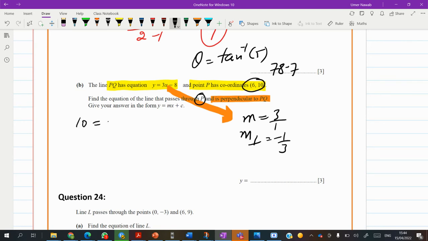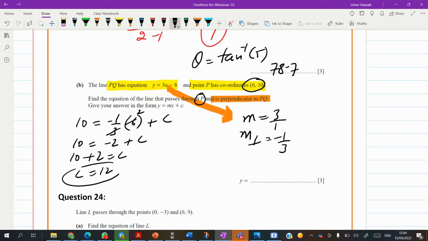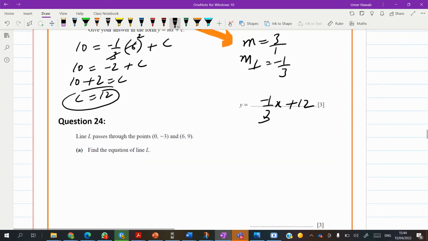So 10 is equal to negative 1 over 3, x is 6, plus C. So 10 is equal to 3 cancel 6, minus 2 plus C. 10 plus 2 is equal to C. C is equal to 12. So y is equal to negative 1 over 3 x plus 12.